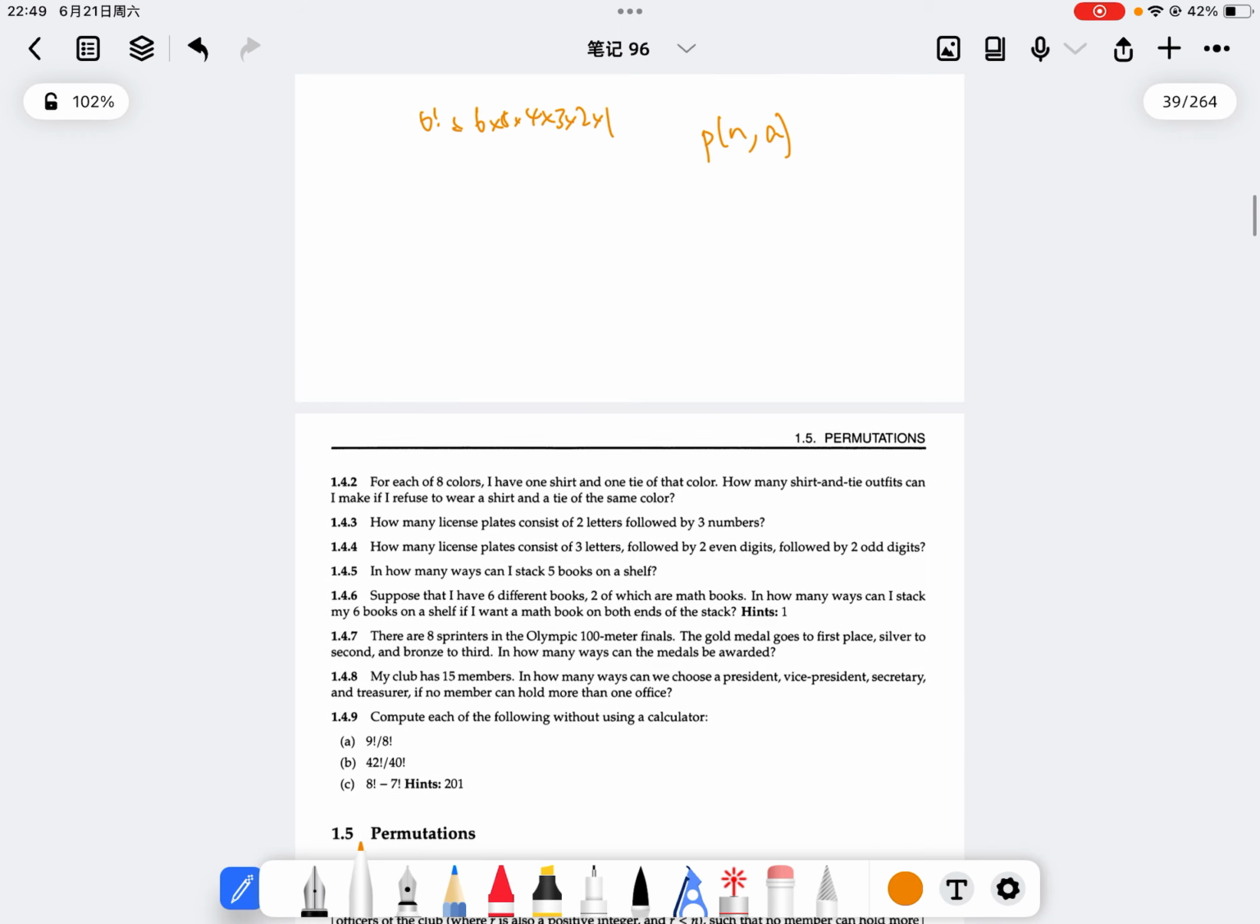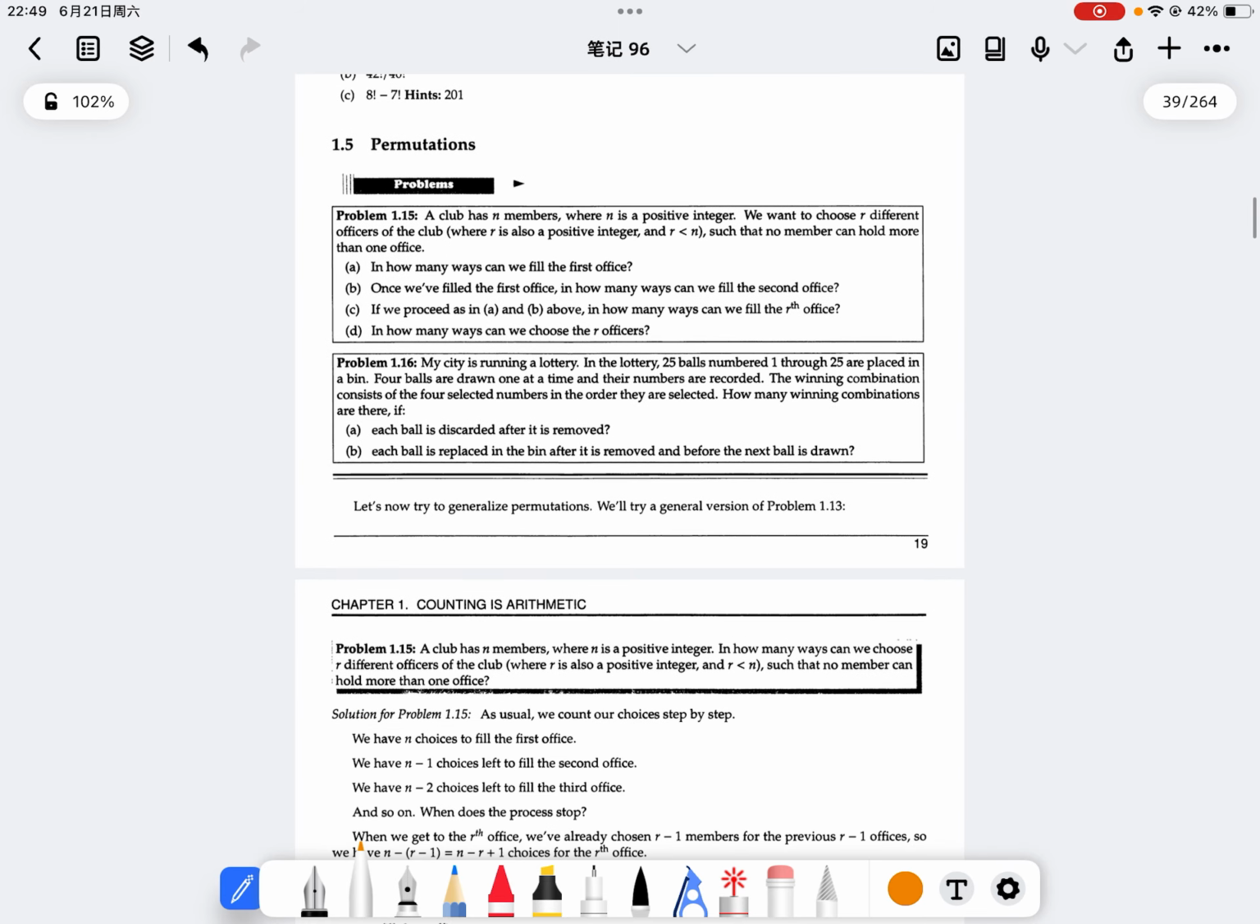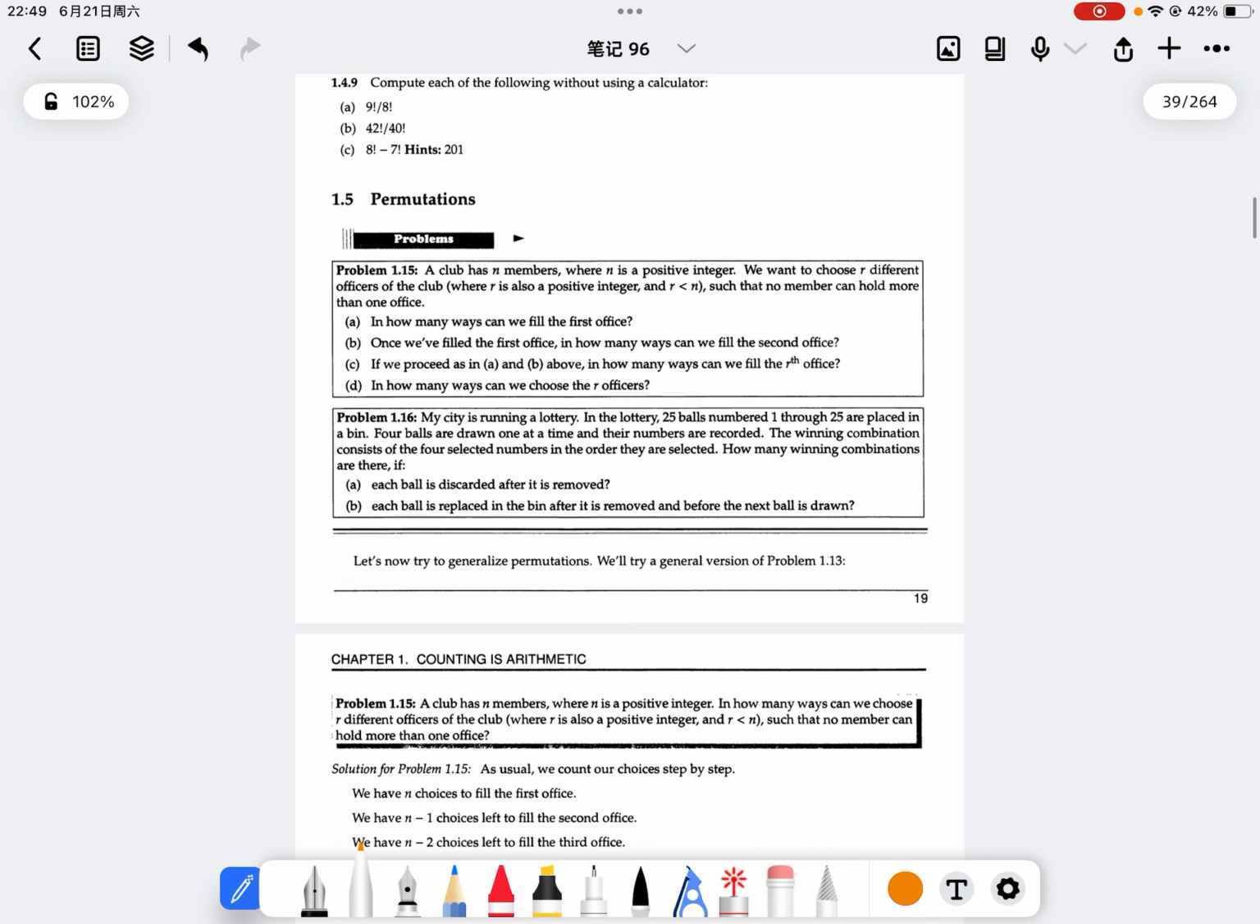Now we'll put this into practice. So we'll be looking at question 1.16. My city is running a lottery, and in the lottery there's 25 lottery balls, and 4 balls are drawn one at a time, and the winning combination consists of the 4 selected balls in the order they're selected. So how many winning combinations are there if each ball is discarded after it's removed, and if each ball is replaced in the bin after it's removed before the next ball is drawn?